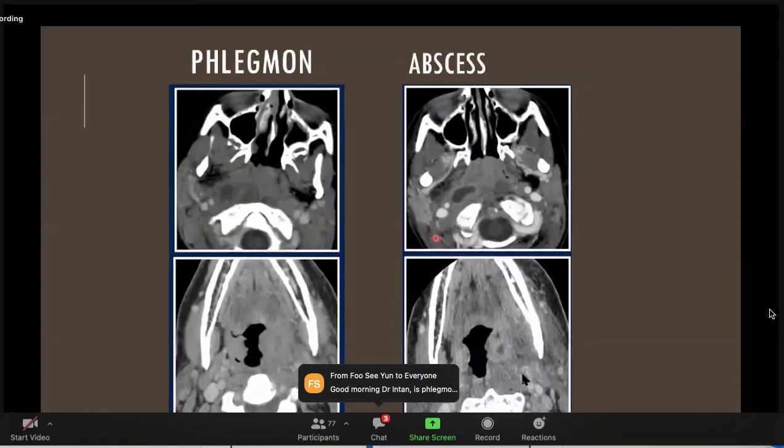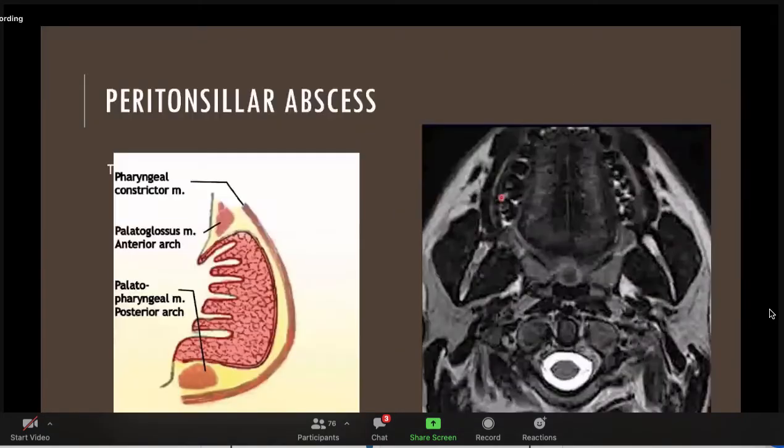Subsequently, in the follow-up imaging of these two patients, you can see there is an abscess formation in the right retropharyngeal region. There is a well-defined rim-enhancing collection in the retropharyngeal region, and this is a retropharyngeal abscess. And in the next image here of the other patient, we can see similarly there is a rim-enhancing collection at the peritonsillar region. This is a peritonsillar abscess.